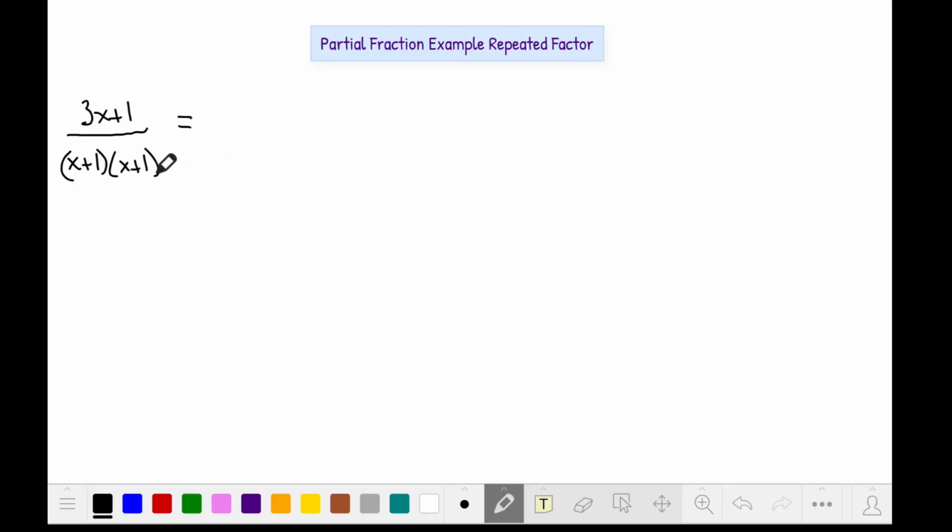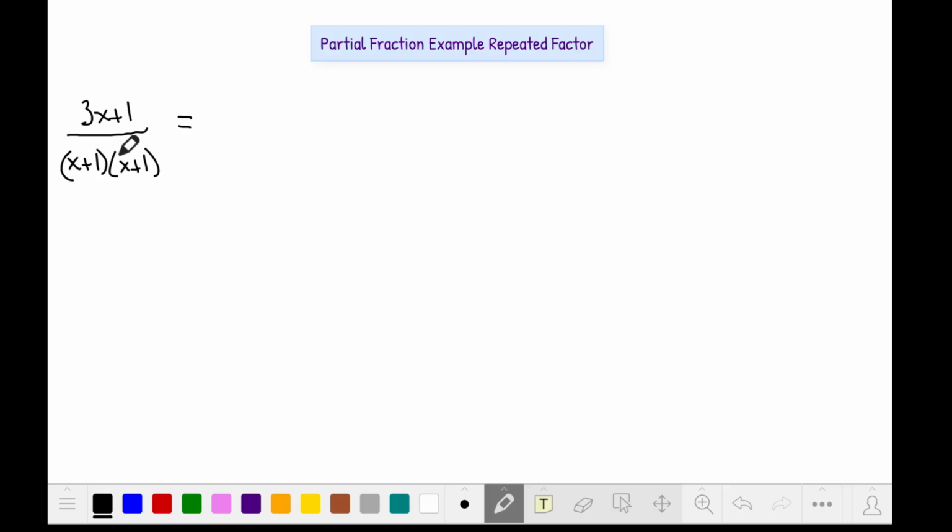So checklist number 1, is the bottom one a bigger power than the top one? Well, the bottom one has an x to the power 1 multiplying an x to the power 1, so that's a power 2. So yes, the bottom one is power 2, the top one is power 1, so we satisfy the first rule. The bottom power is bigger than the top power. Rule number 2, is the bottom one factored out as much as possible? And the answer is yes, the bottom one is factored out as much as possible. So we've satisfied the 2 rules, so we know that partial fractions are allowed.